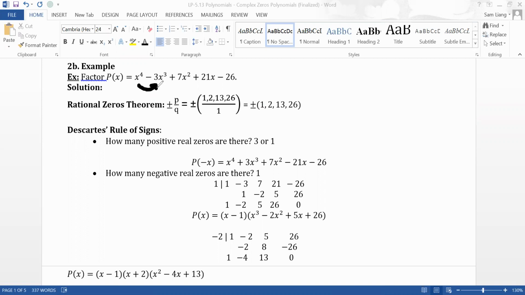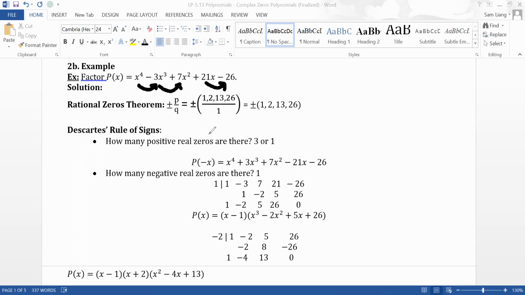So here there's 1, here there's 2, and then the last one is right there. Okay, which means that there's going to be 3 positive real zeros or 1 positive real zero, right? Because Descartes' rule of signs says that the number of positive real zeros is equal to the number of changes in sign, or is less than that by an even whole number. Okay, so it's 3 or 1.